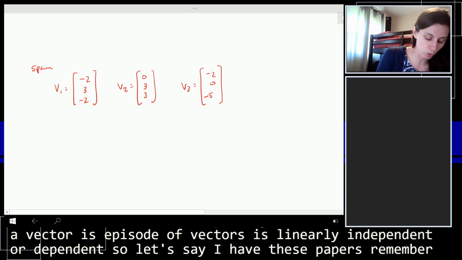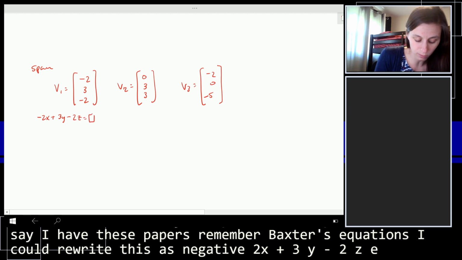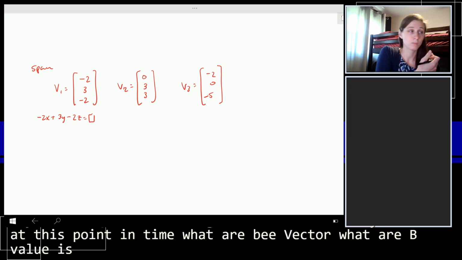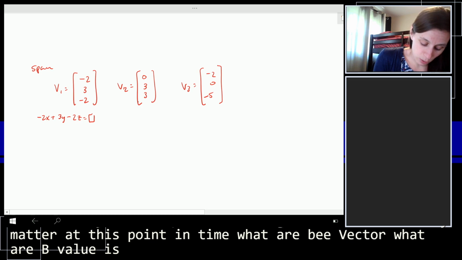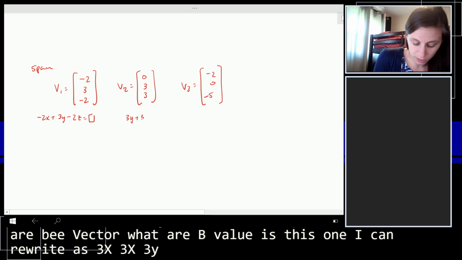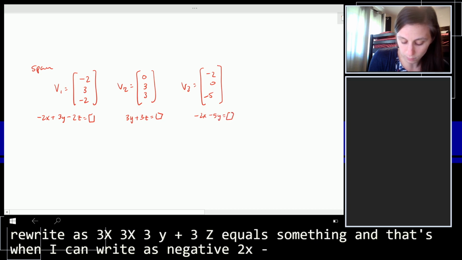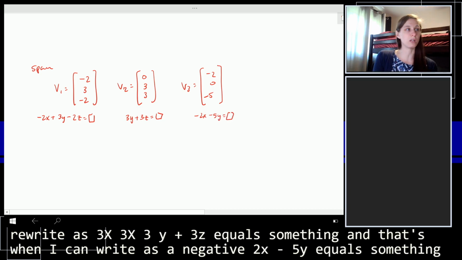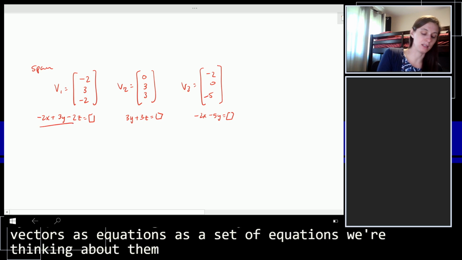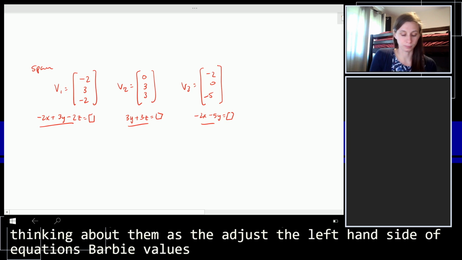Remember, vectors, equations. I could rewrite this as negative 2x plus 3y minus 2z equals something. It doesn't really matter at this point in time what our b value is. This one I can rewrite as 3y plus 3z equals something. And this one I can write as negative 2x minus 5y equals something. So really think about these three vectors as a set of equations. We're thinking about them as just the left-hand side of our equations. Our b values don't matter right now.